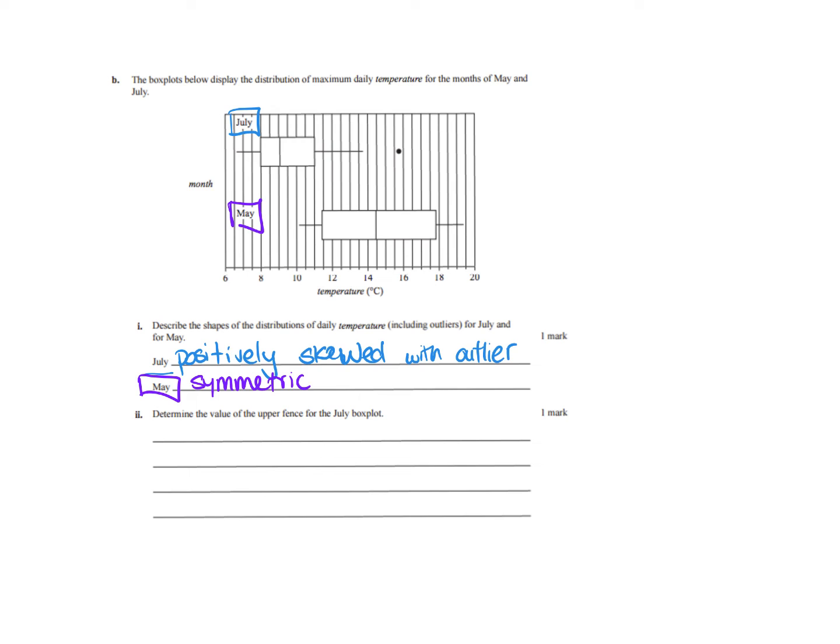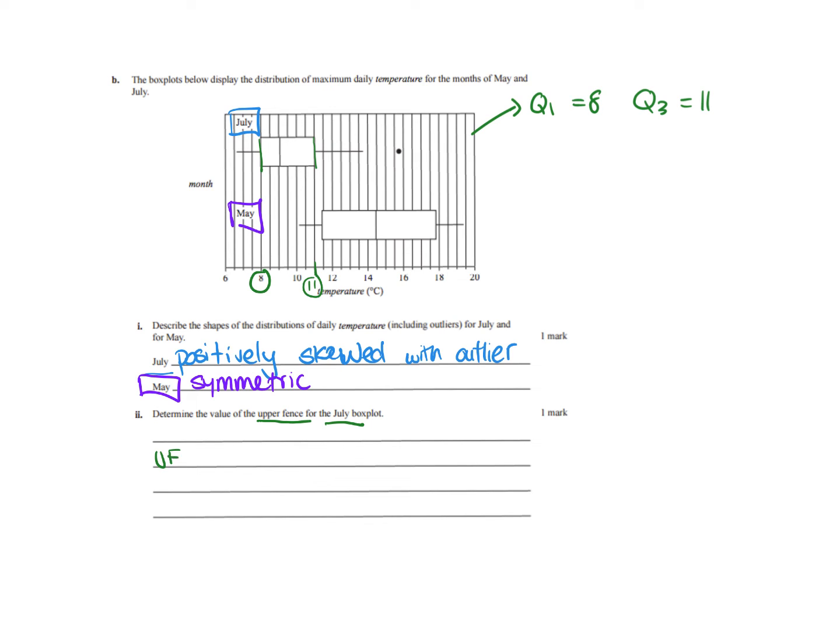Okay, now it says determine the upper fence for July. So we want to do July. Now we know with the upper fence we're going to need the Q1 and we're going to need the Q3 of July. So Q1 of July is 8 and Q3 of July is 11. Okay, so now I've got that.